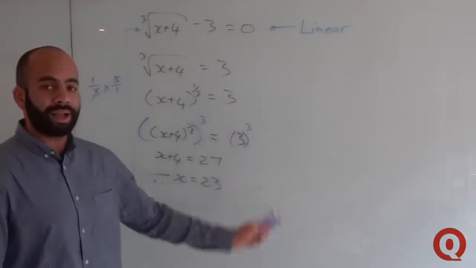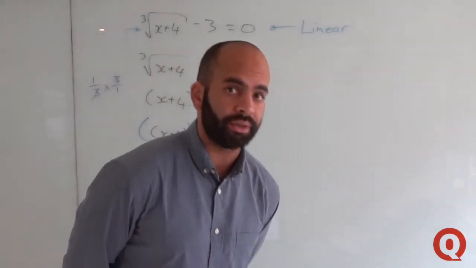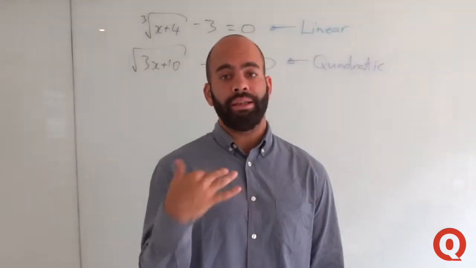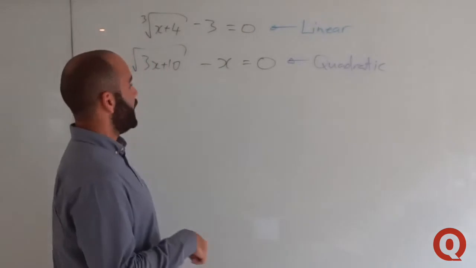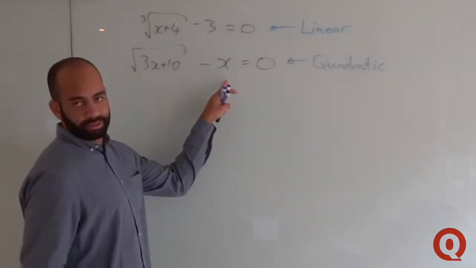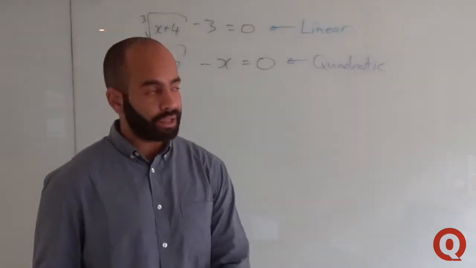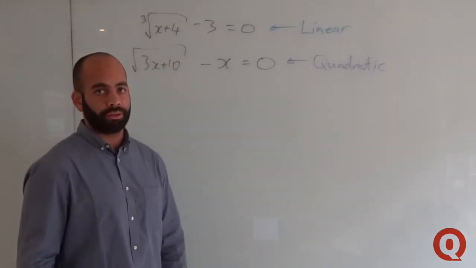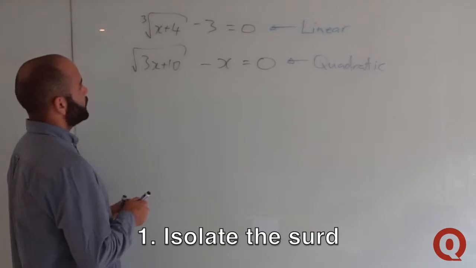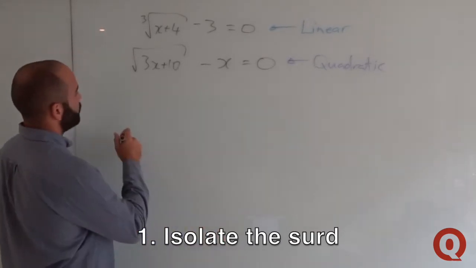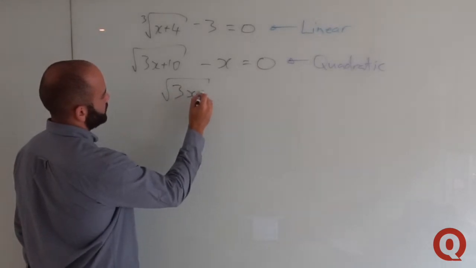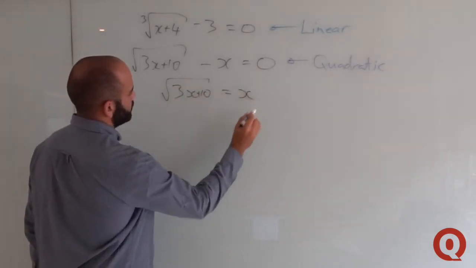So, you would have encountered this in your grade 10 series of work, but now let's take it up a level and get example number 2. It is a similar fashion to the linear example we did before, but now we've included another x term, which will change the expression into a more quadratic term once we work it out. So let's get started. Step number 1 is to isolate the surd, which will be the square root of 3x plus 10 equals x.